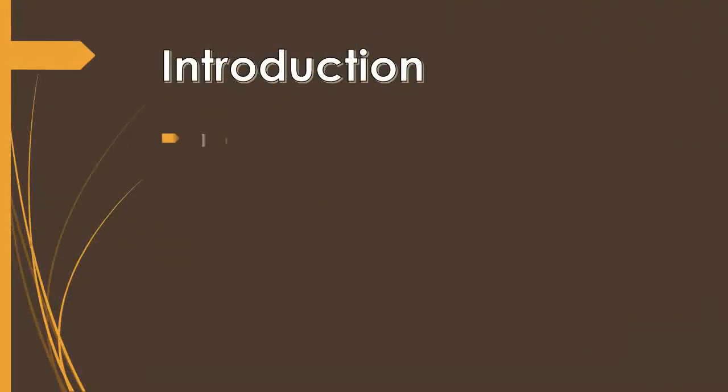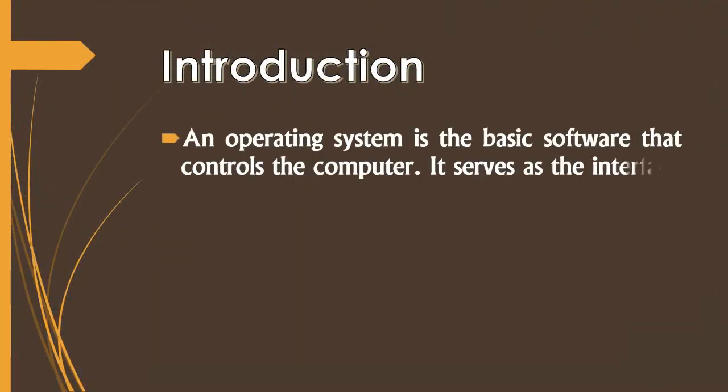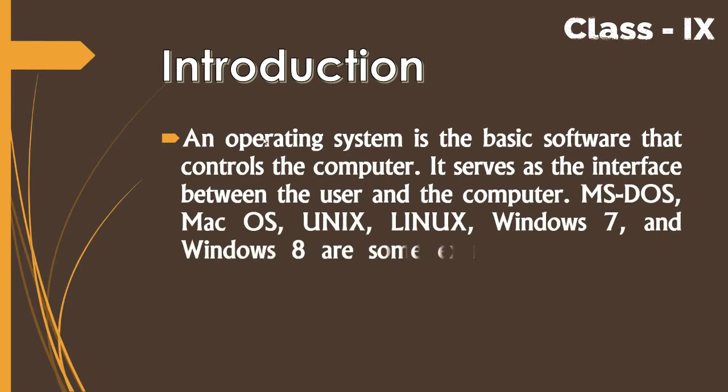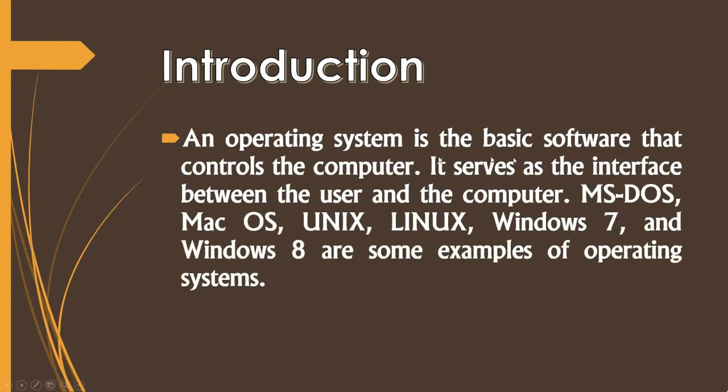First of all, introduction. An operating system is the basic software that controls the computer. It serves as the interface between the user and the computer. MS-DOS, Macintosh operating system, Unix, Linux, Windows 7, Windows 8, Windows 10 and 11 are some examples of operating systems. So mainly, the operating system is the basic software for what purpose? To control the computer.